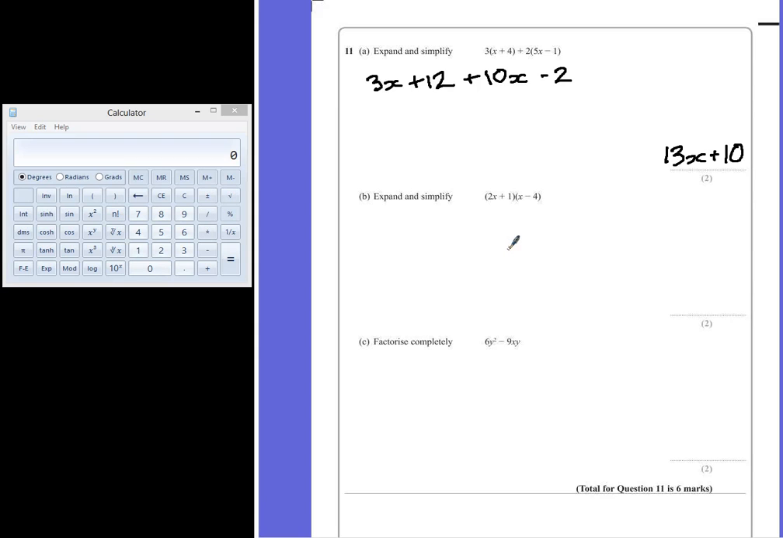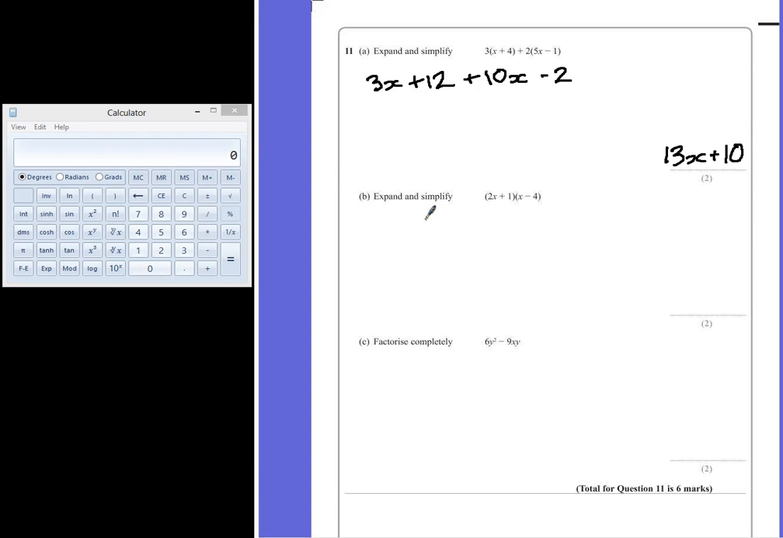Part B, expand and simplify. 2x plus 1 multiplied by x take away 4. There are a lot of different methods for multiplying and expanding double brackets. The most common one is called FOIL, where you make sure that everything is multiplied by everything inside by multiplying the first numbers, the outside numbers, the inside numbers, and then the last numbers, which would be 1 times negative 4. A method that I've started using recently is to use grid multiplication, which can also be used to multiply this out. It takes a little bit longer, but it's easier to organise. I'm just going to show and demonstrate that in this video.